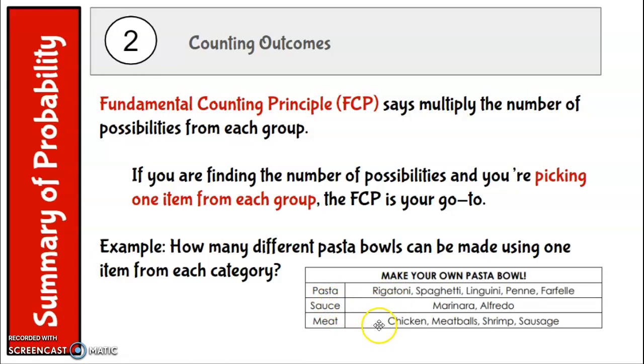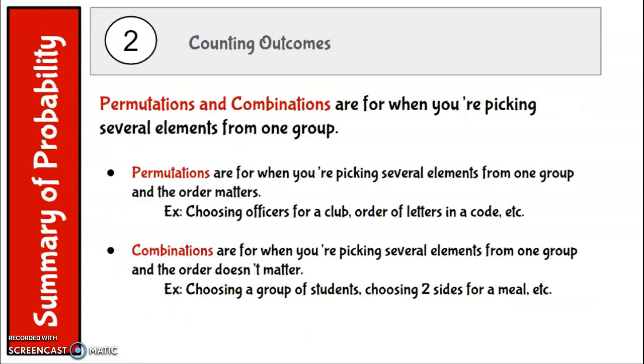For example, how many different pasta bowls can be made using one item from each category? I'm not picking multiple items from each category, or multiple items from one category. It's one item from each category. So all you have to do is multiply. There's 5 different kinds of pasta, 2 different kinds of sauce, 4 kinds of meat. You just have to multiply those all together. And I believe that's 40 different pasta bowls that you can make, choosing one item from each category.